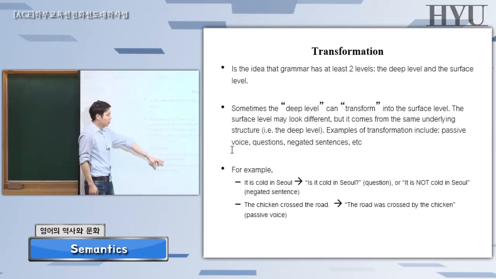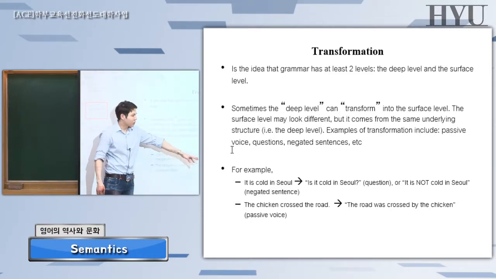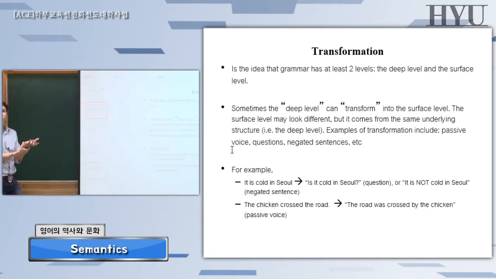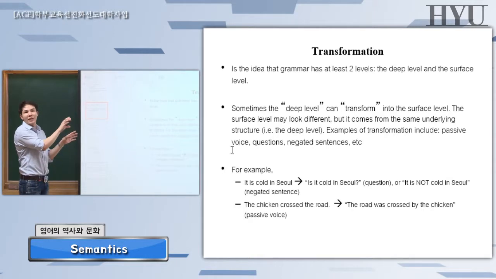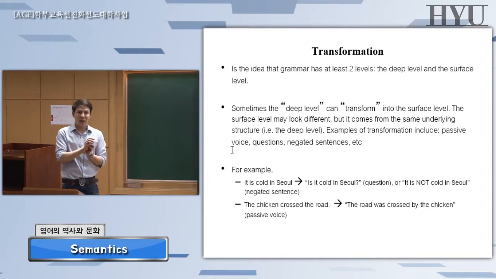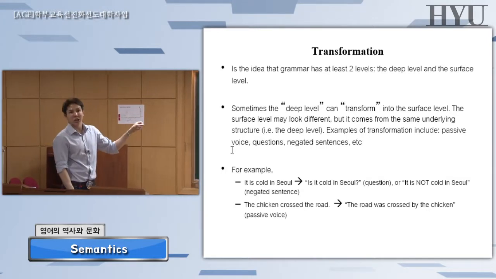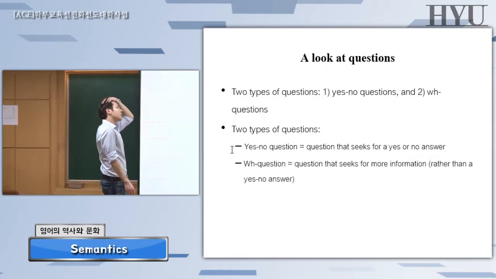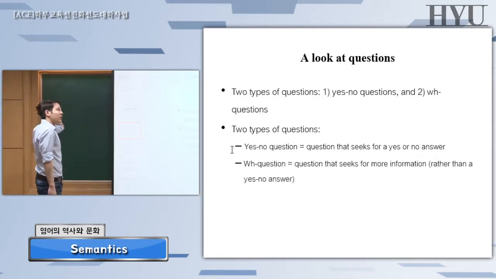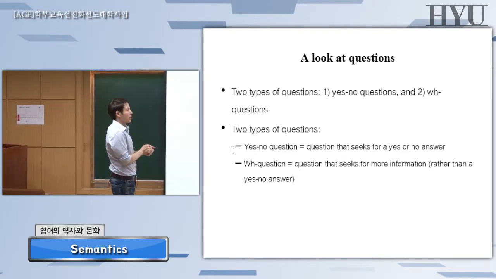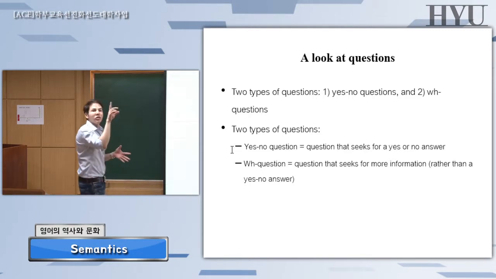Or the chicken crossed the road, we have the road was crossed by the chicken. These two sentences, the passive and the active voice, are also related. And some transformational steps happen in between and change one to another like that, okay? But today we'll focus on questions only. Now we'll take a look at questions. There are two types of questions in English, right? Yes/no questions and WH questions. WH questions are questions that start off with, of course, WH, or the word how, just H, okay?